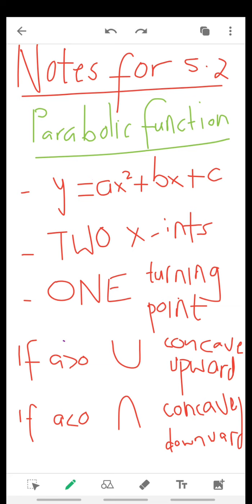A, if it's positive, then your parabola will smile. If A is negative, then your parabola will be sad. Okay, so when your parabola is smiling, we say it's concave upward. And when your parabola is sad, then we say it is concave downward.